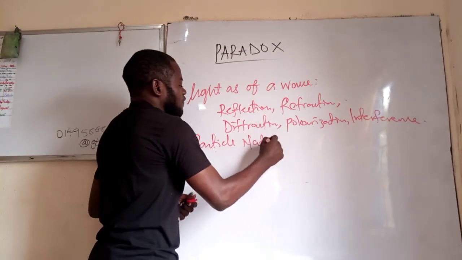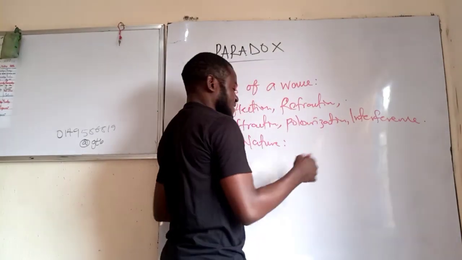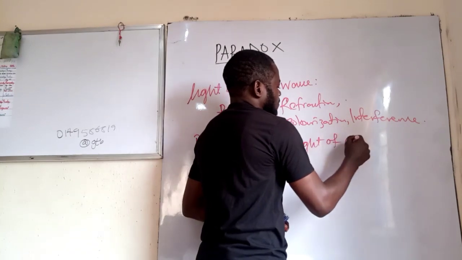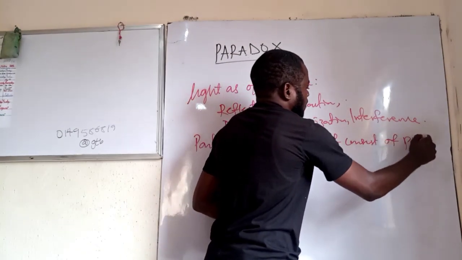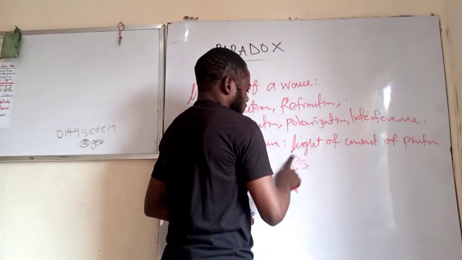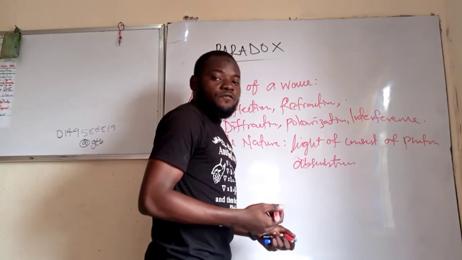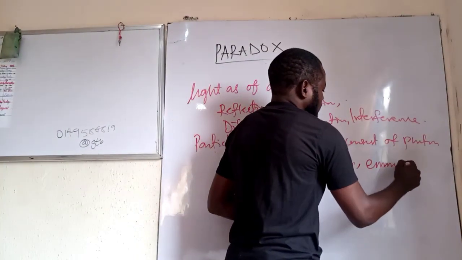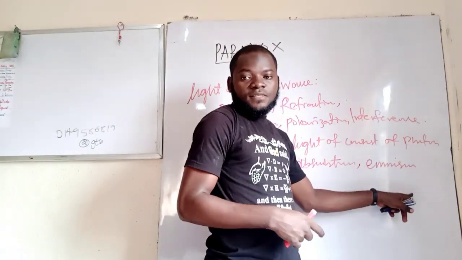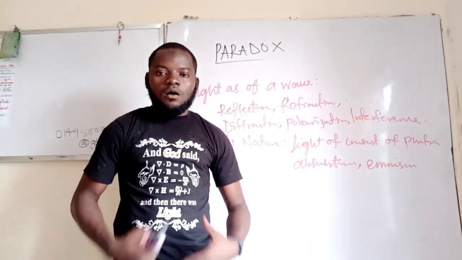The second one is the particle nature of light. Light consists of photons, and we say light can be absorbed. We have absorption, and we have emission. Are you seeing it now? We have absorption, emission. Are we together now? So this shows the particle nature of light.